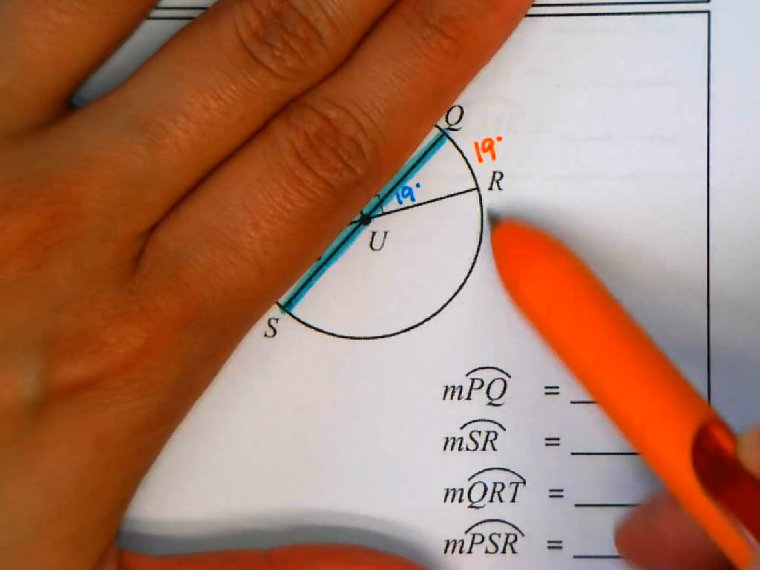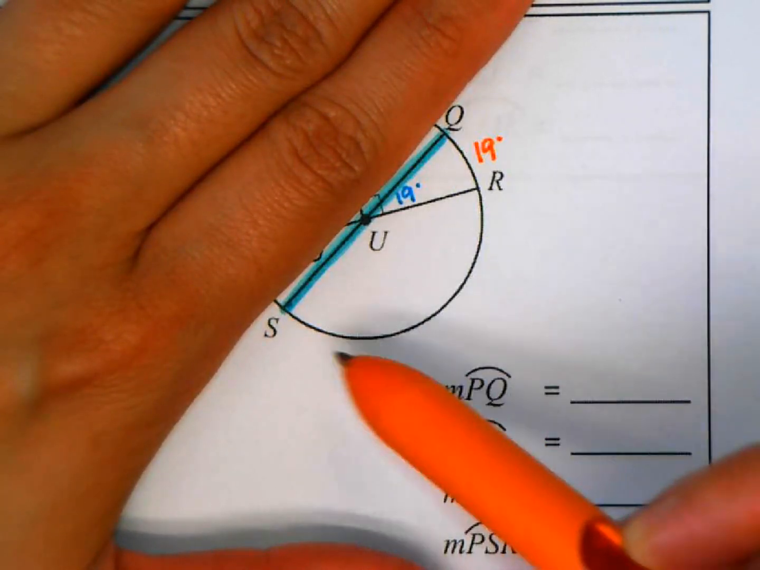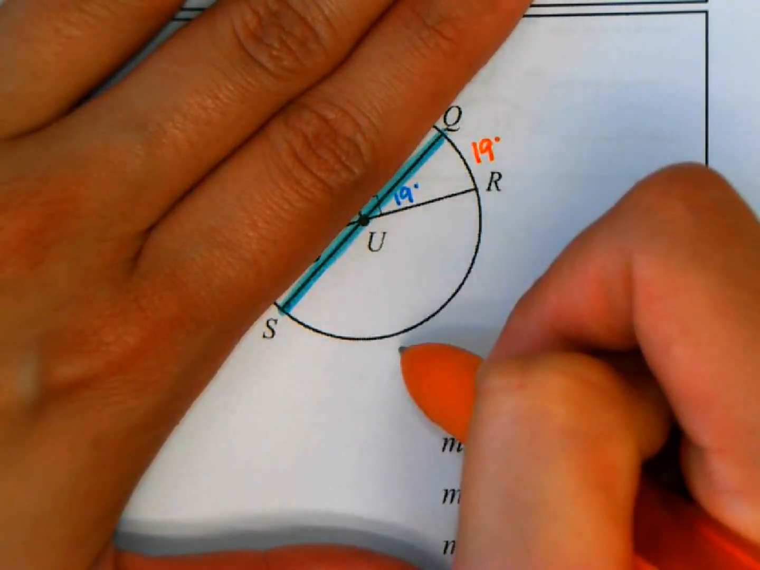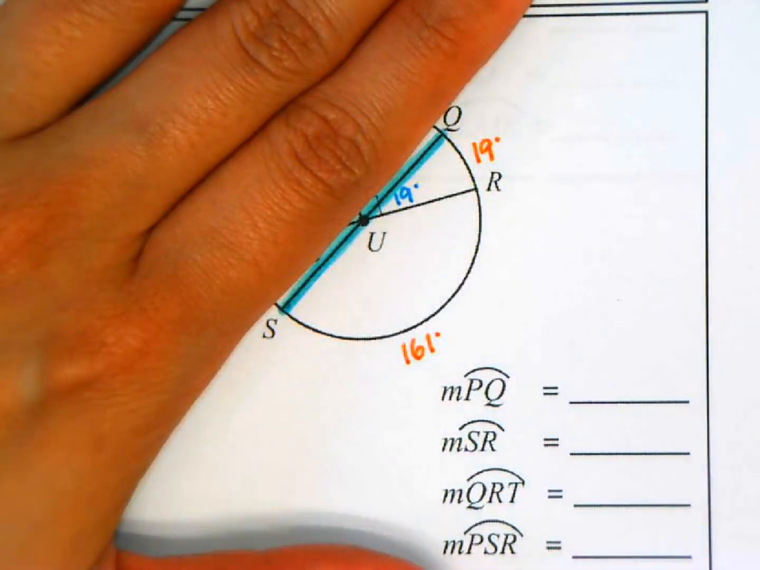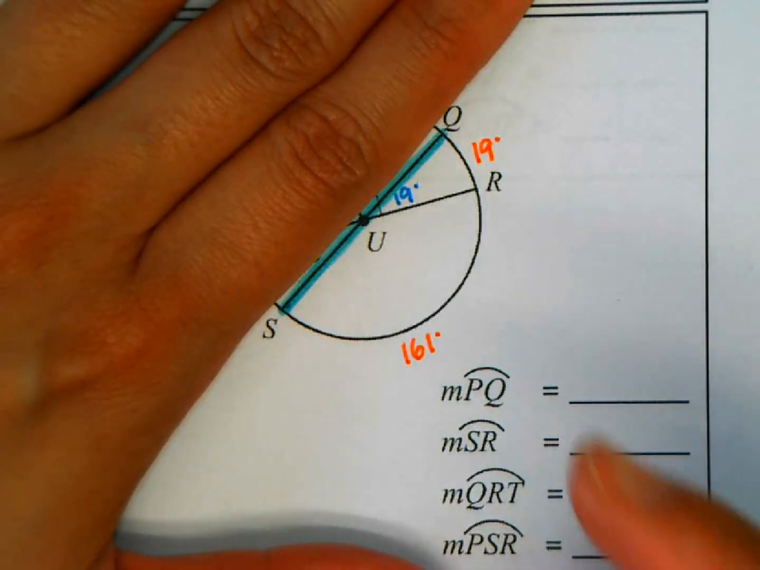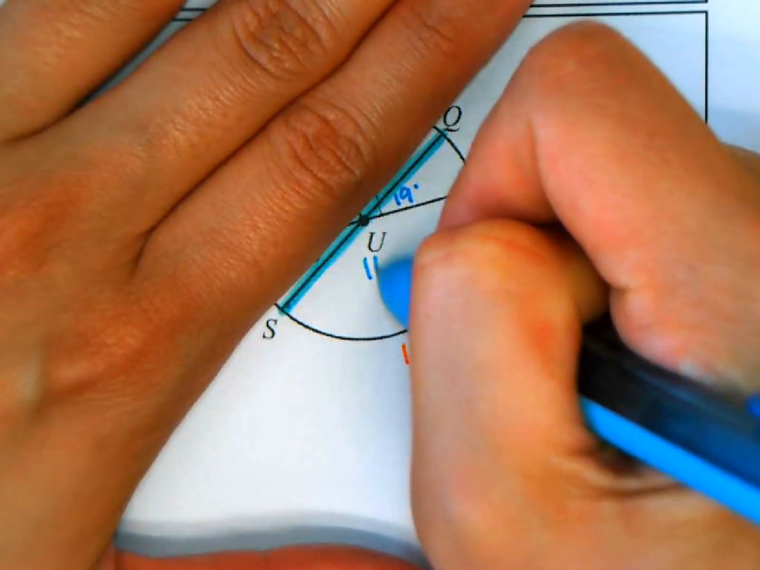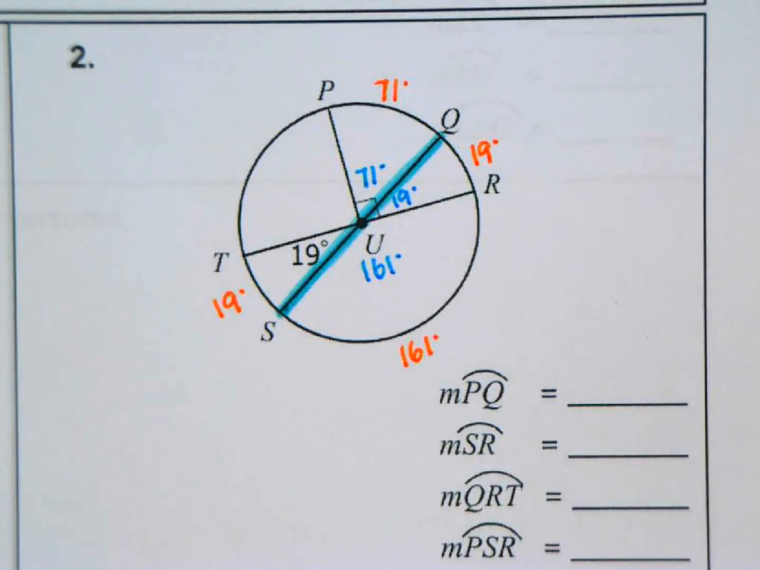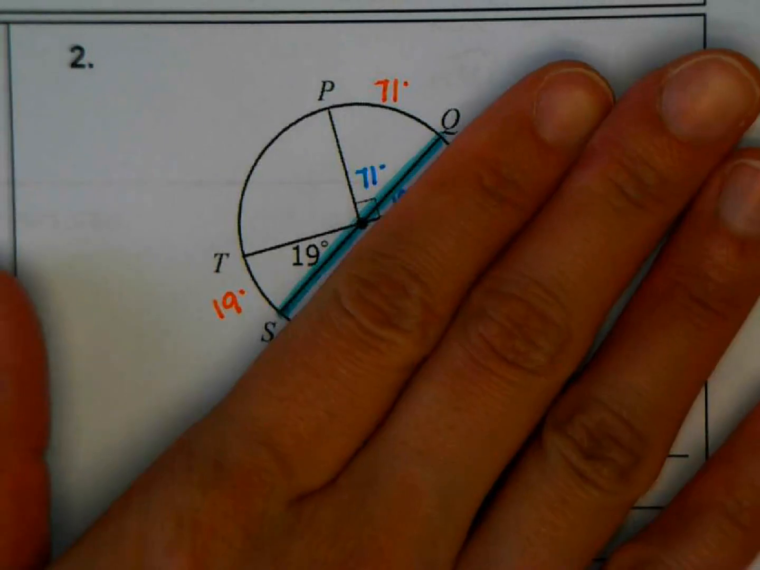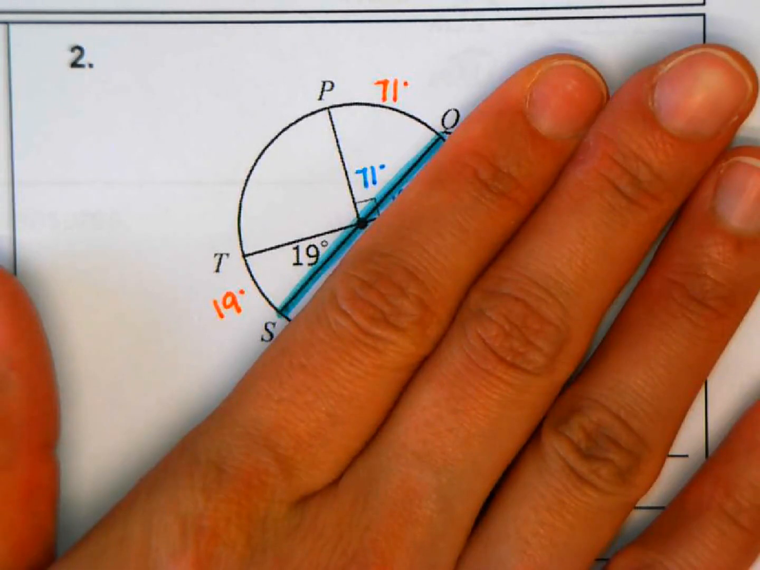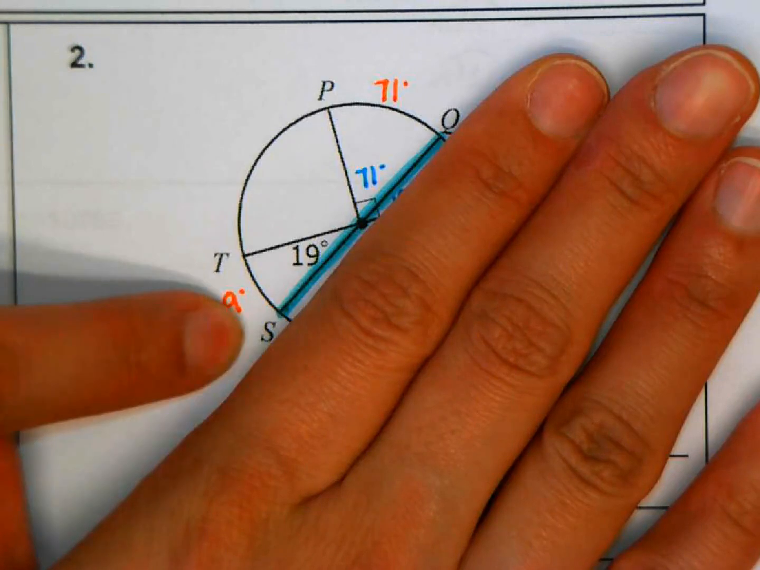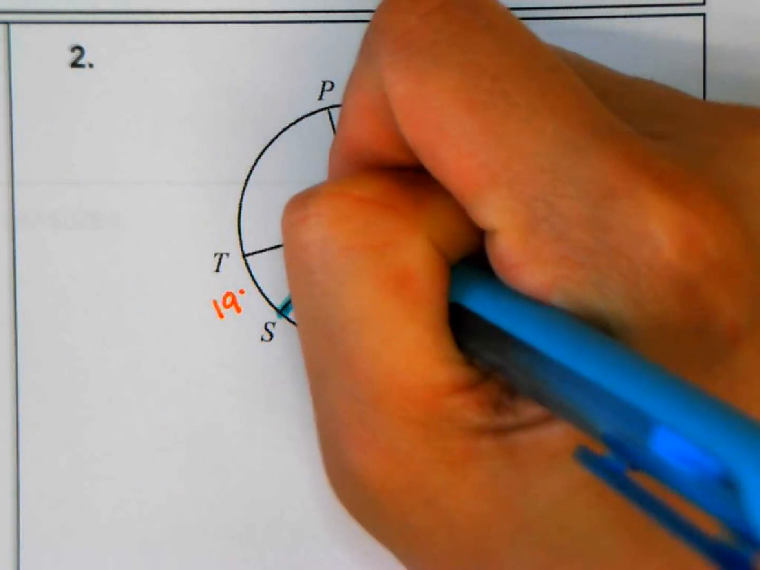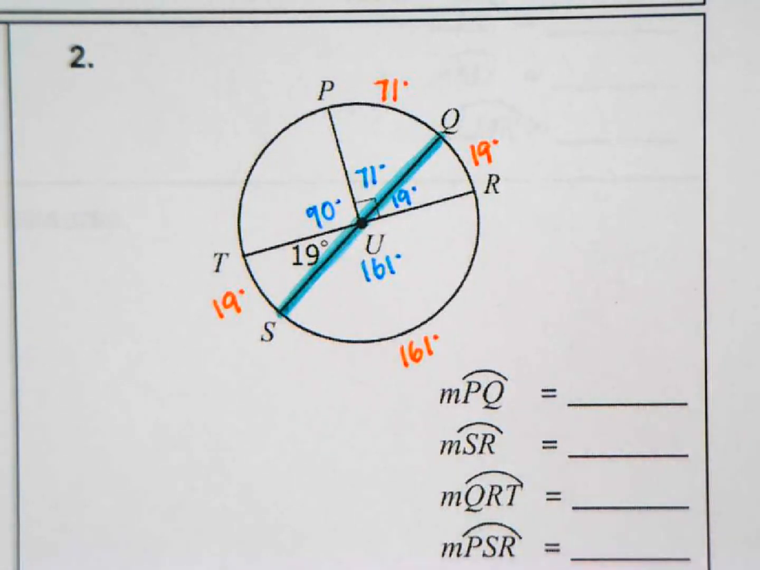A semicircle equals how many measures? 180. So if I do 180 and I take away 19, I get 161. Arc, angle, match. They are the same. Okay, and that's everything on that bottom half. Let's look at the top half. Oh, you guys. Same thing. 180, take away 19, take away 71, and we actually get 90 and 90.